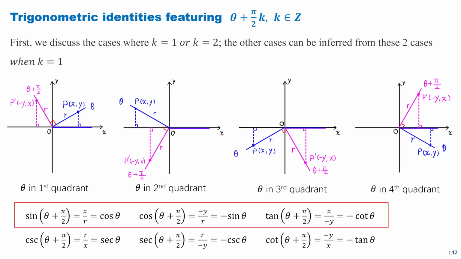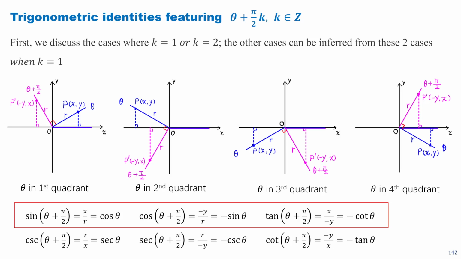Suppose the terminal arm of theta is in the first quadrant. Then where is theta plus half pi? Theta plus half pi must be somewhere here in the second quadrant, right? And we know this angle here is 90 degrees or half pi. So if you choose any arbitrary point P on the terminal arm of theta whose coordinates are x and y, then after you turn that terminal arm by half pi, P will come here, P prime, whose coordinates are negative y and x. You see that?